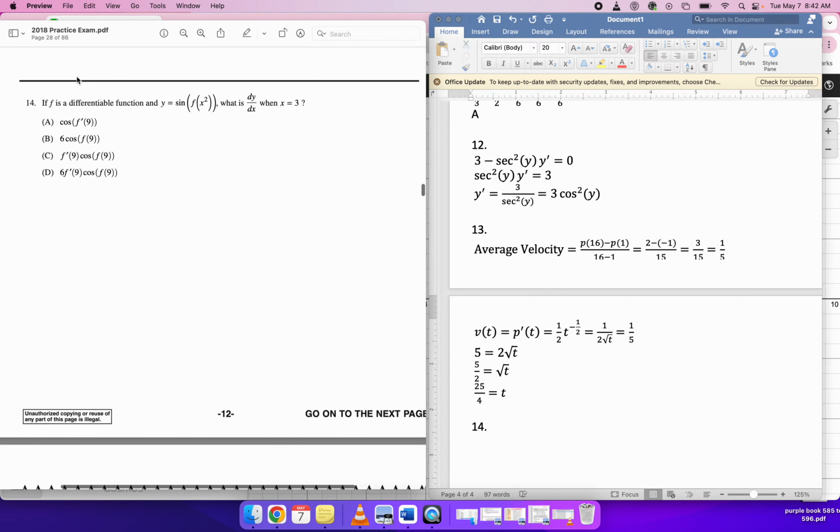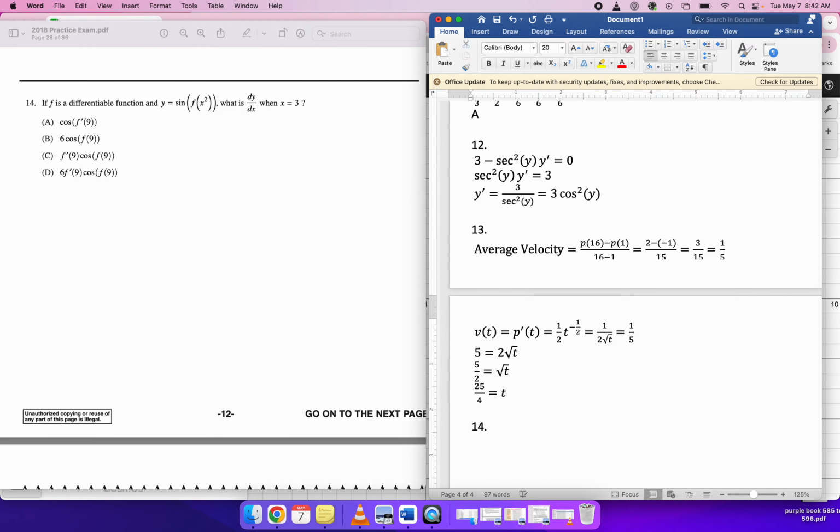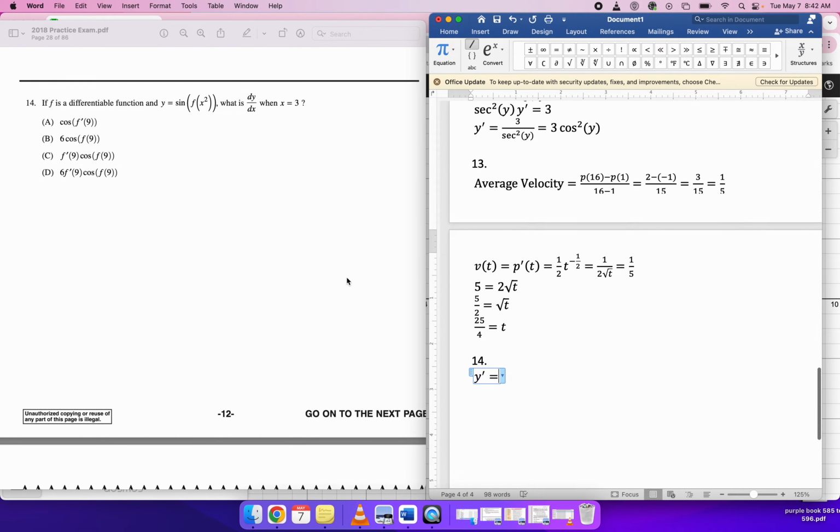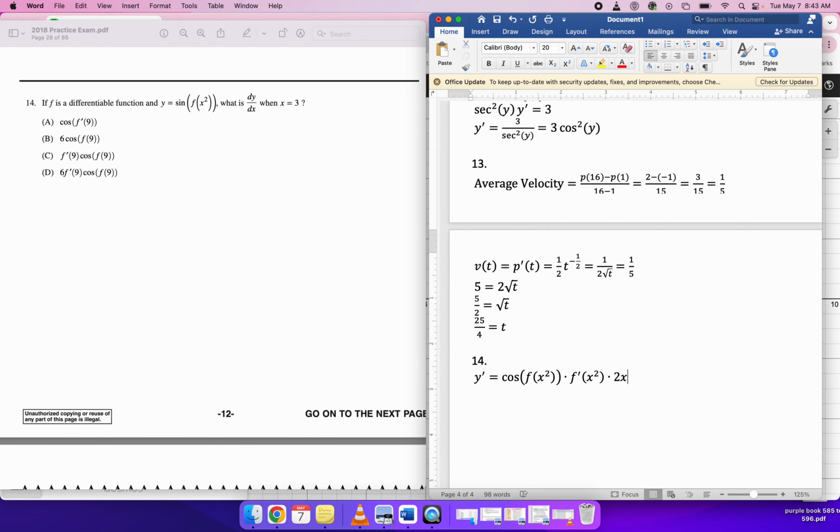14. If f is differentiable and y is blah, what is dy dx when x is equal to 3? I'm just going to take the derivative and use the chain rule. Careful though, because it's like multiple chain rules. Outside function sine, so I get cosine, leave the inside alone, times the derivative of the inside. Well, the inside is also a composition, so the derivative of the inside is f prime of x squared, leave x squared alone, and then times 2x. So that's the derivative in general.